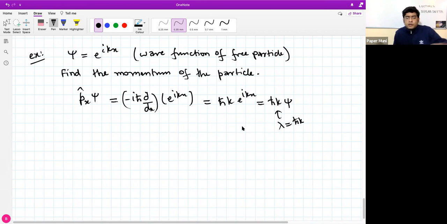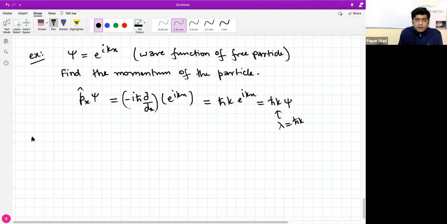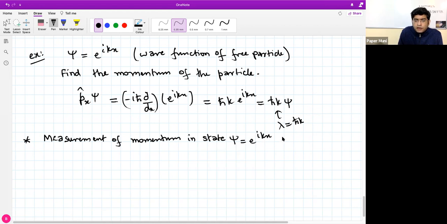All right. So the measured value we can write like this: the measurement of momentum in the state psi is equal to e to the power i kx gives us h cross k. Okay, this is h cross k.